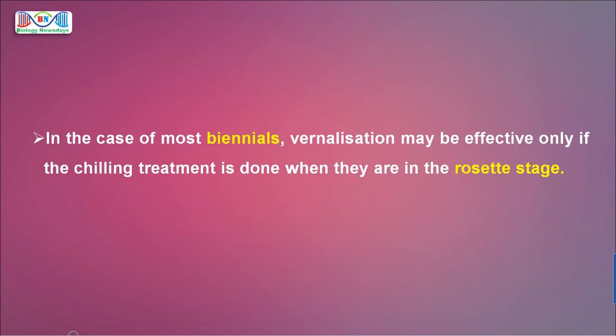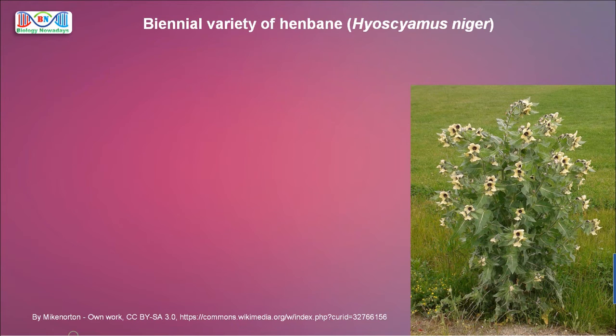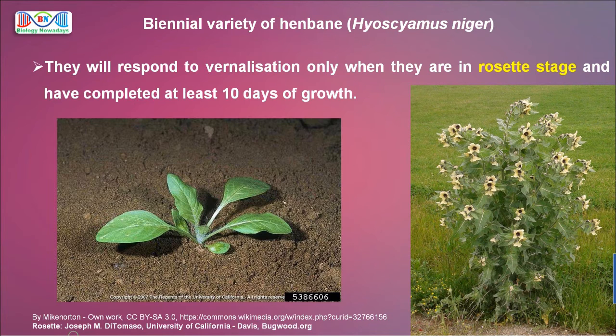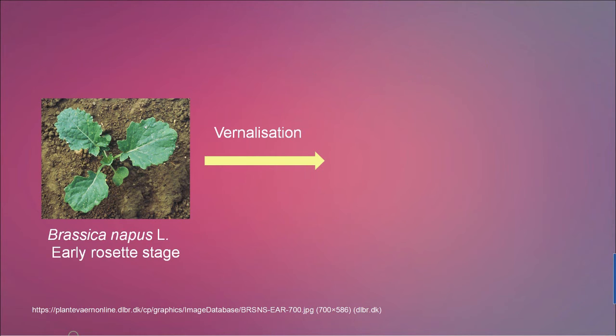For example, studies on the biennial variety of a medicinal plant, henbane, have shown that these plants will respond to vernalization only when they are in the rosette stage and have completed at least 10 days of growth. This is because, as we saw already, biennials require winter chilling a bit later in their life cycle when compared to that of annuals. Okay, so as I told you, suppose that we already have a vernalized biennial rapeseed plant.